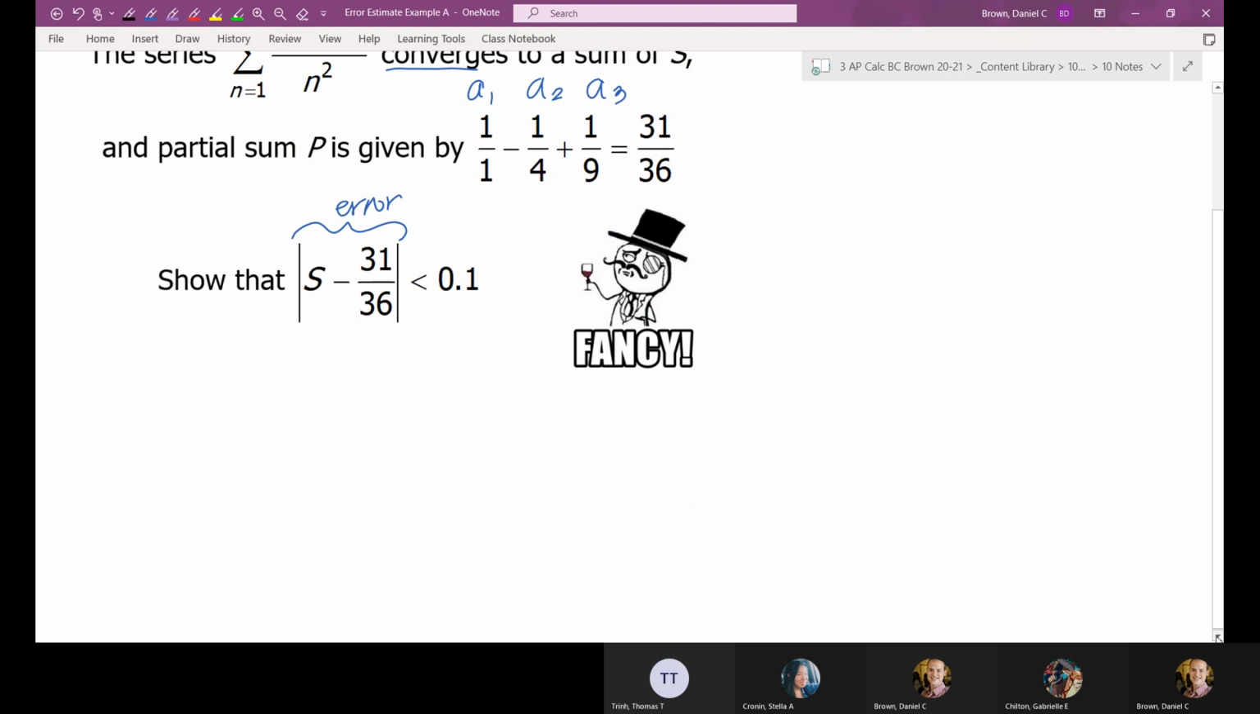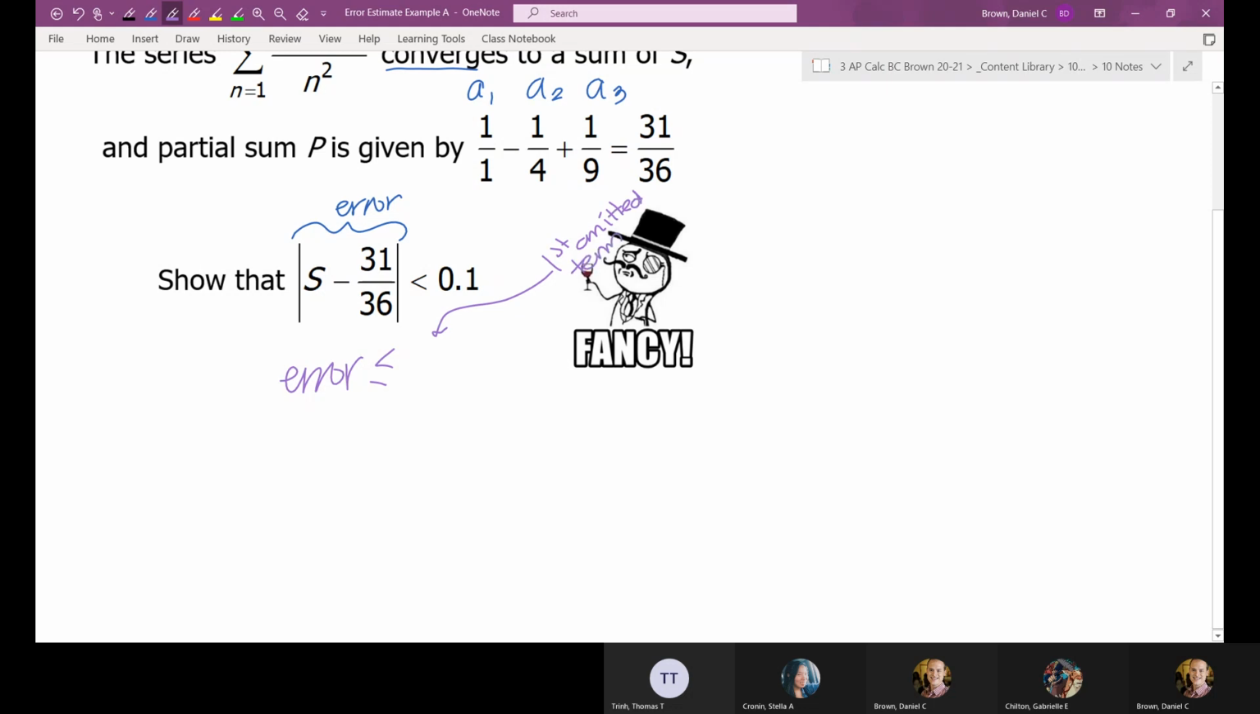So when I'm looking at this, this is from the theorem. So I have that is the error. That's what I have. From the theorem, I know the error is going to be less than or equal to which term? A sub k plus 1, the first omitted term. So I want to identify what the first omitted term is.